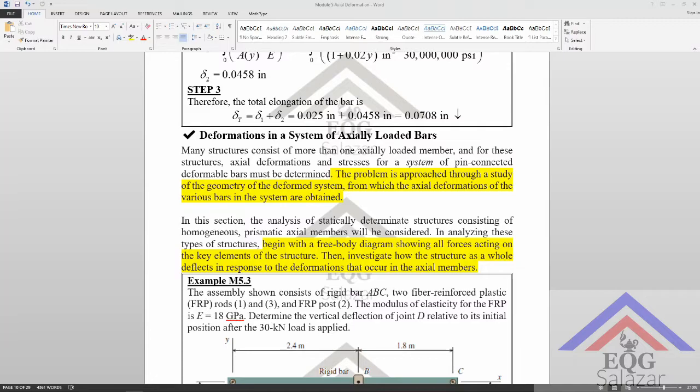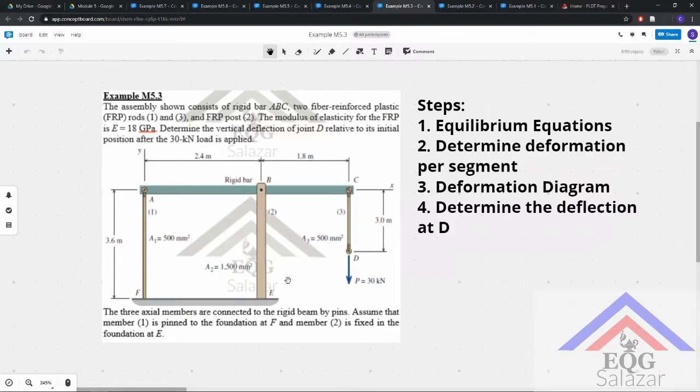In analyzing these structures, we begin with a free body diagram showing all forces acting on the key elements of the structure. Then we investigate how the structure as a whole deflects in response to the deformations that occur in the axial members. What do we mean by this? Well, we will go over this in example M5.3.